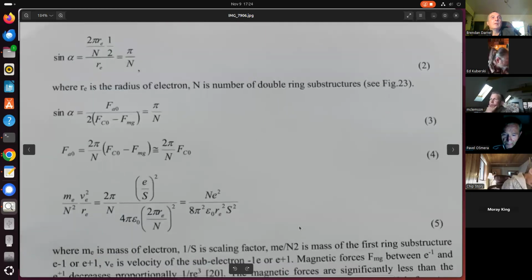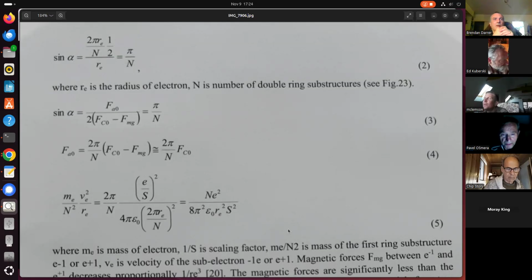I'd like to stare at these equations for a while. Equation two. Pavel, do you want to explain any of these equations? Yes, it can be related to this figure one.